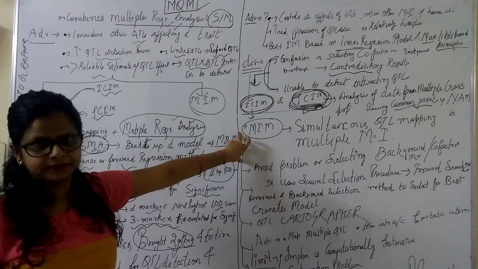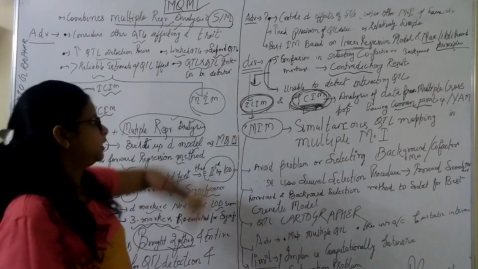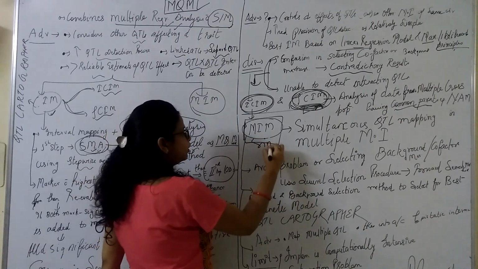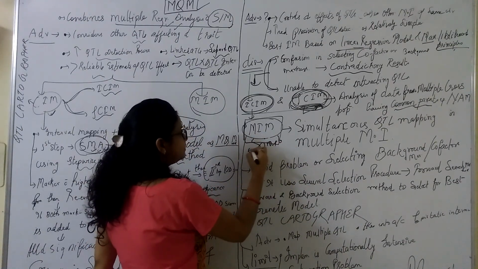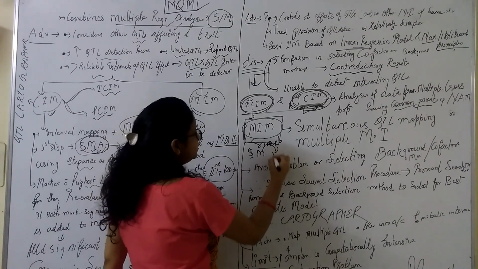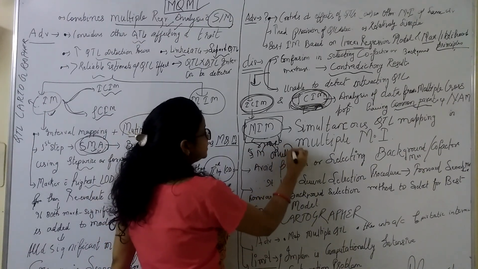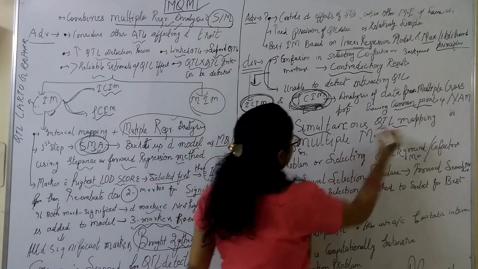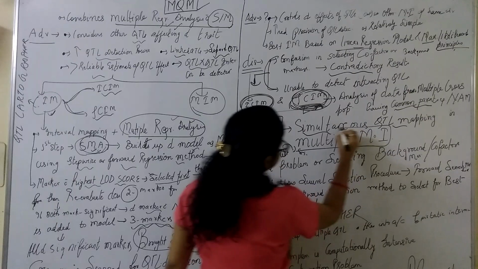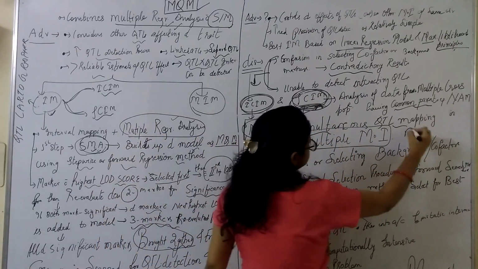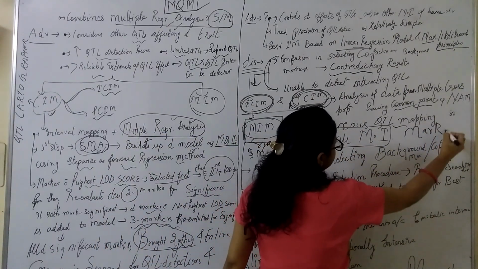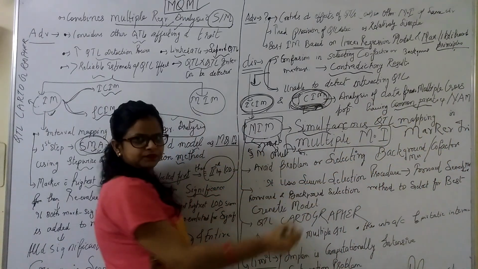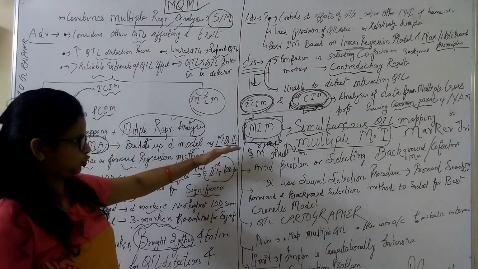Now we come to another method, multiple interval mapping. This is also a very simple approach. It is nothing but interval mapping carried out in multiple intervals simultaneously. You are simultaneously carrying out QTL mapping in multiple marker intervals. It is also a very simple approach.